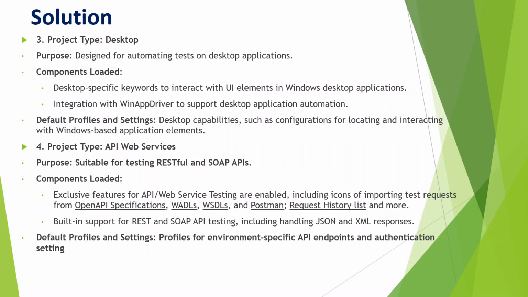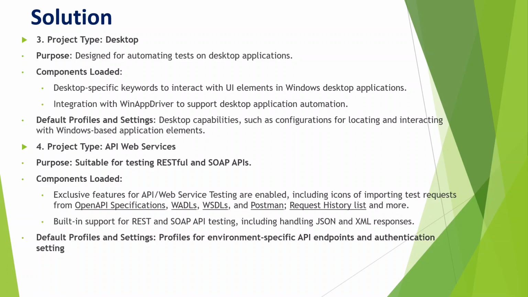And the third project type is desktop. The purpose of this project type is automating tests on desktop applications. Whenever you select this project type, the components loaded are desktop specific keywords to interact with UI elements in Windows desktop applications, and also integrations with WinAppDriver to support desktop application automation. And of course, you will have default profiles and settings where you will be managing desktop capabilities such as configurations for locating and interacting with Windows based application elements.